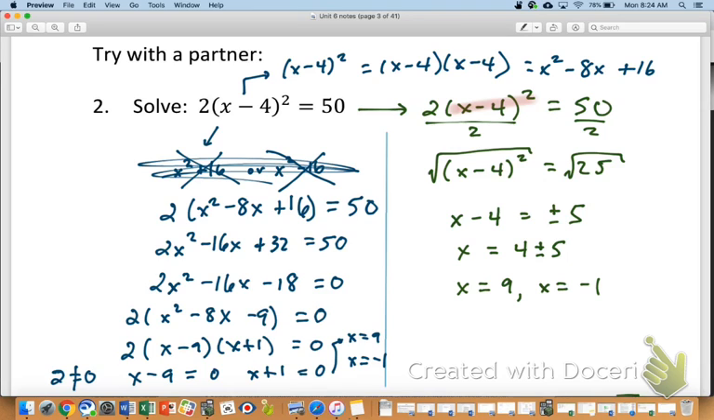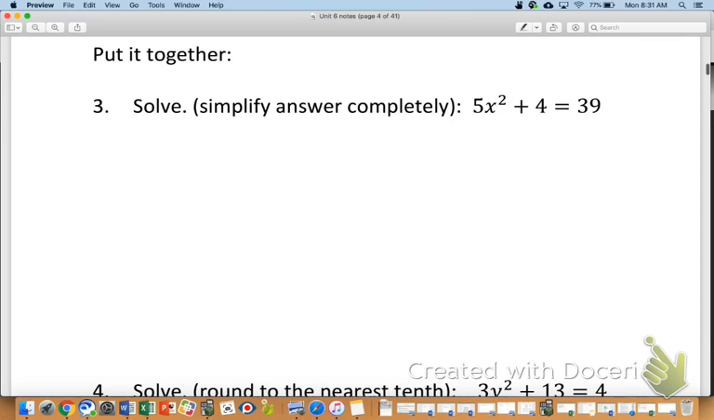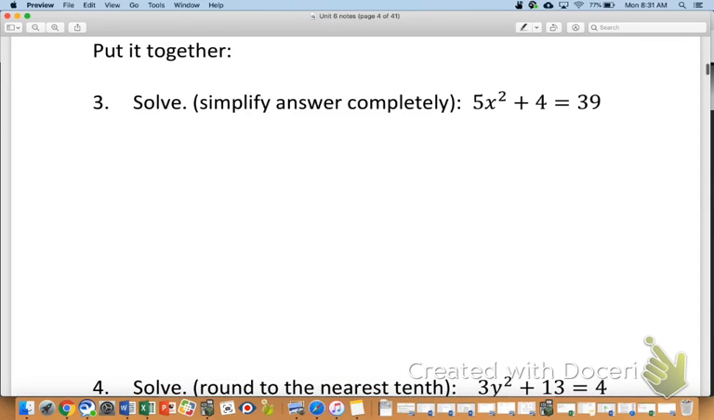So why don't you guys try number 3. And I label this one practice. Put it together. So let's see if you can put it together. We'll do another day of practicing tomorrow, by the way. You don't have to have this like 100% perfectly mastered today. We'll do a lot of hopefully good practicing tomorrow. But for now, why don't you guys try number 3, solve.